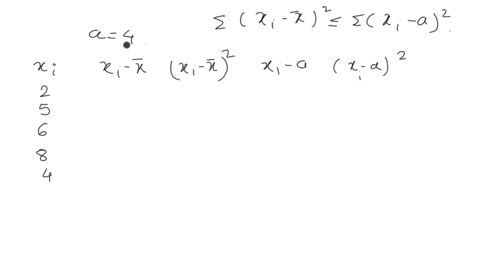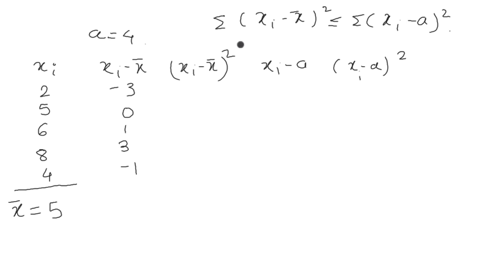You can assume a as any number. I have taken a just randomly. So first you will need to find the x bar. As we have calculated earlier, x bar is nothing but 5. So let's find the column of xi minus x bar, that is minus 3, 0, 1, 3 and minus 1.